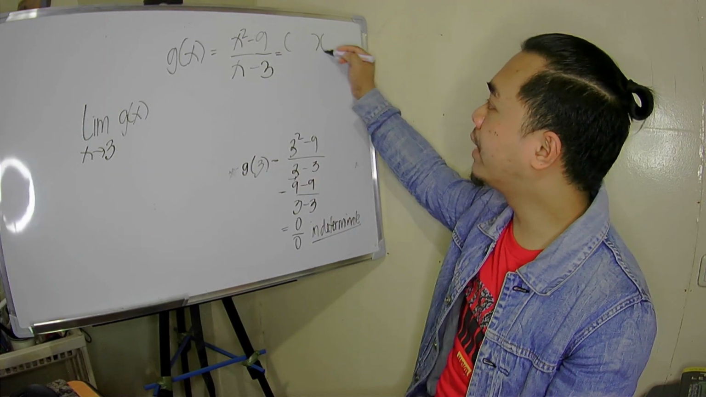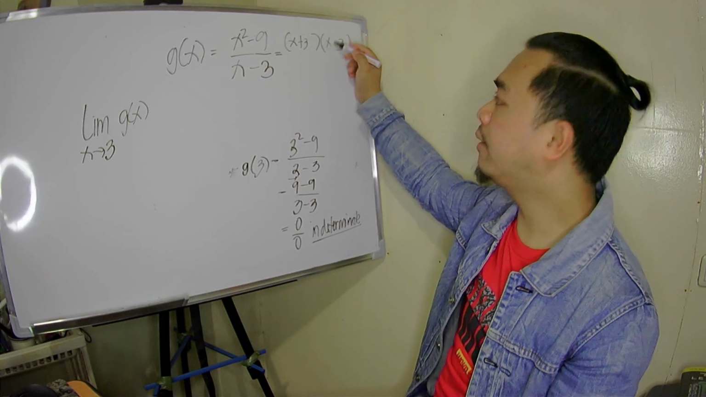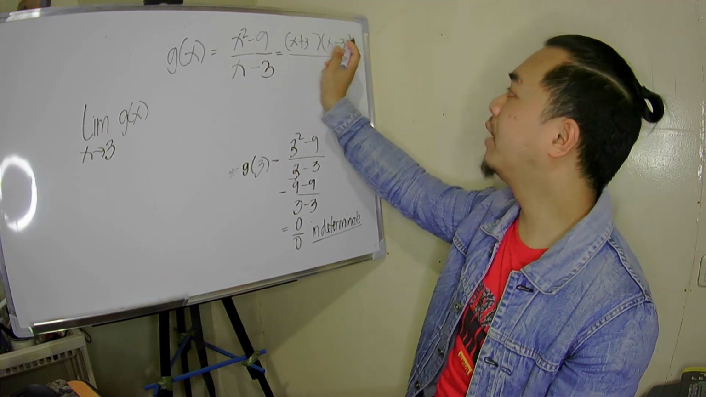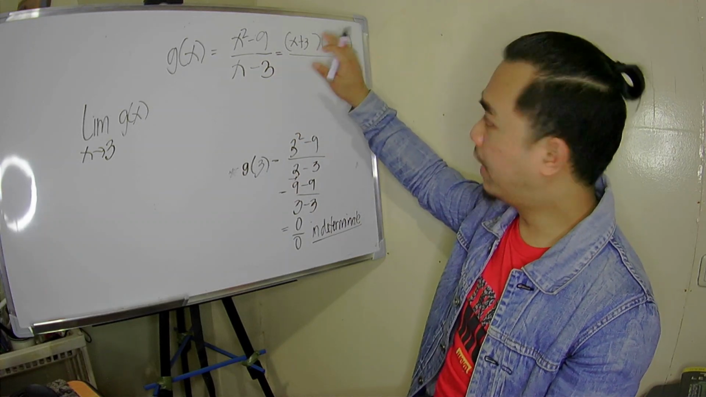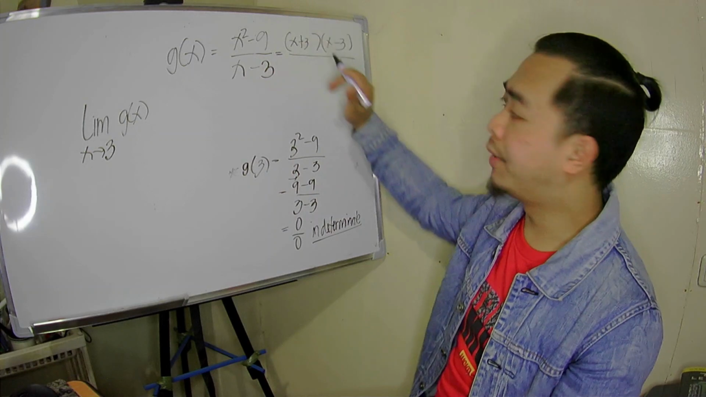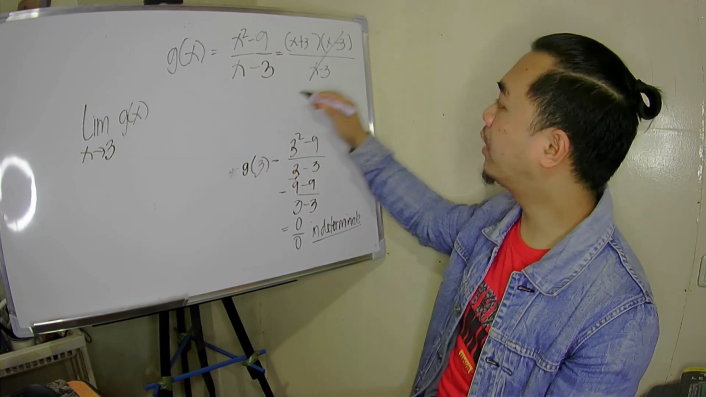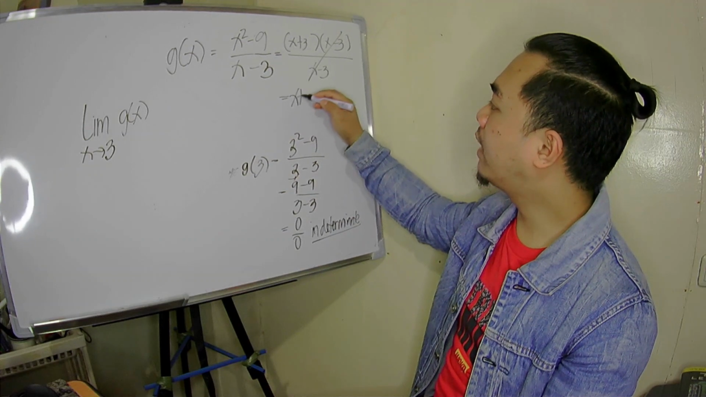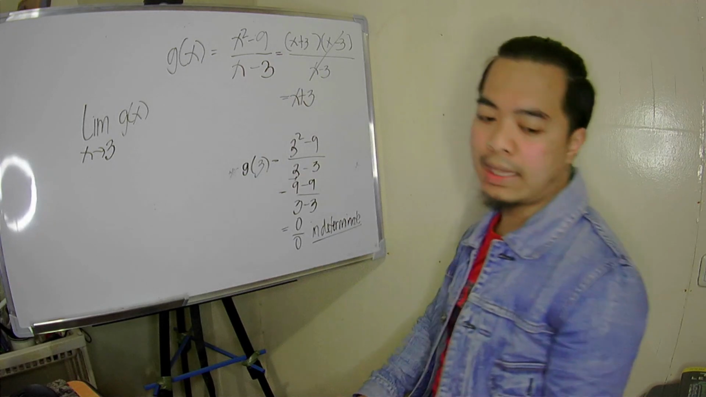So we can factor this one as simply x plus 3 and x minus 3. I will not discuss how to do that; it's up to you to review how to factor. So x minus 3 is our denominator, and we can cancel that out. This is simplified as x plus 3. So this is really our function.